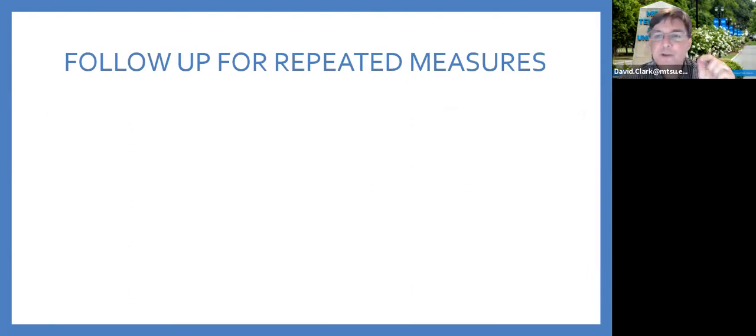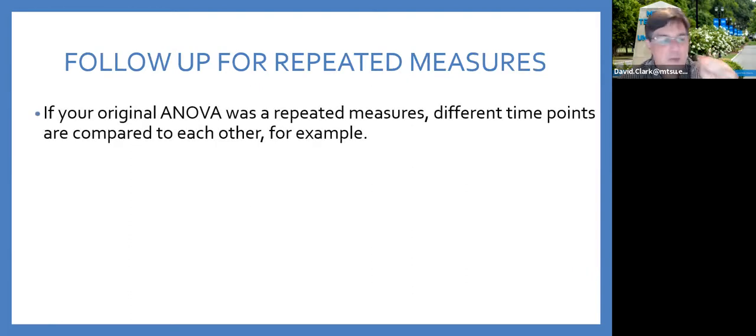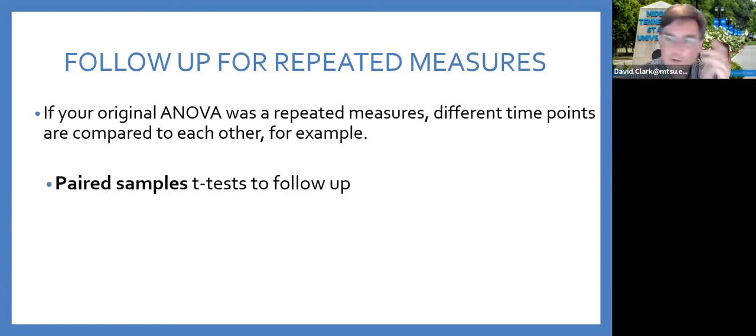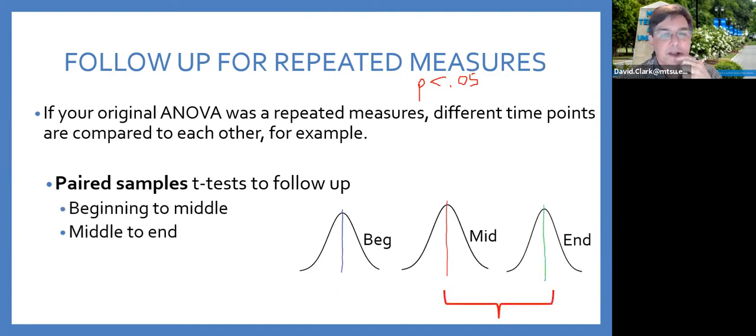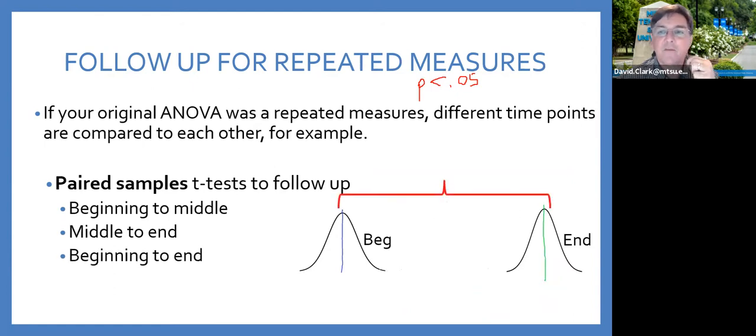The follow-up for repeated measures. If your original ANOVA was repeated measures, you have different time points that are compared to each other. Okay, so then you're going to do a paired samples t-test for a follow-up. You're still doing a follow-up. If this is significant, if this is P less than 0.05. So yeah, here's your beginning, your middle, and your end. So watch this. Beginning to middle, middle to end, beginning to end.